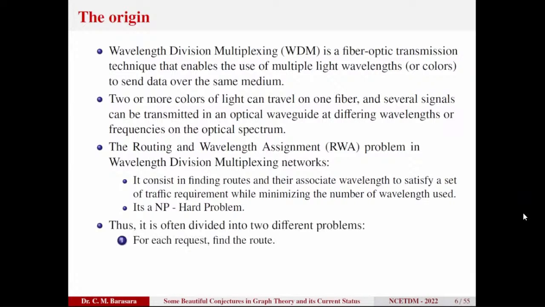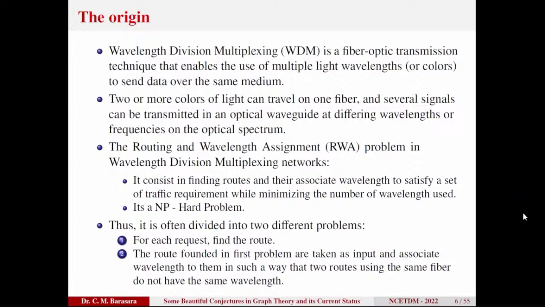And that's why this problem has been divided into two parts. It is divided into two different problems. The first problem is to find the routes for each request. And when we have done with the first problem, then the second problem comes. The routes found in the first problem are taken as an input, and we associate wavelengths to them in such a way that two routes using the same fiber do not have the same wavelength.